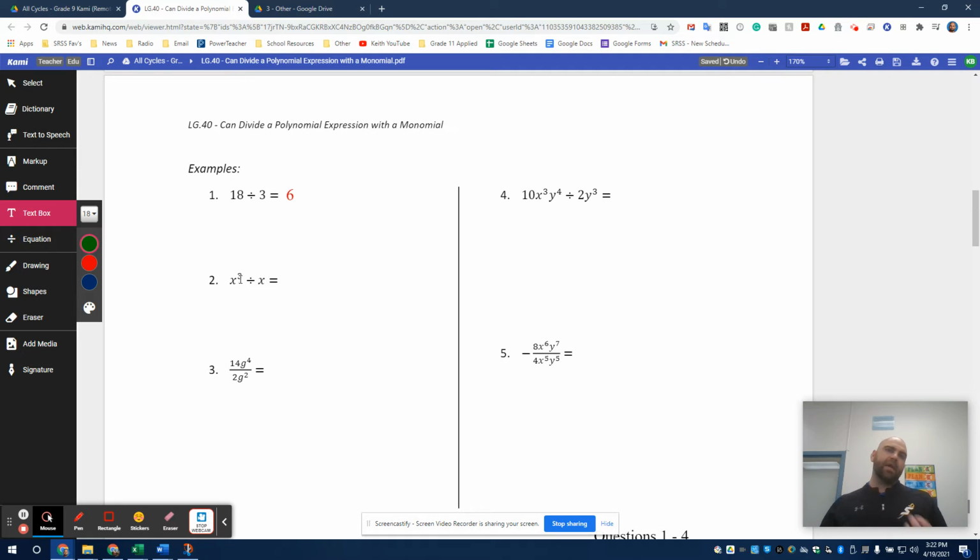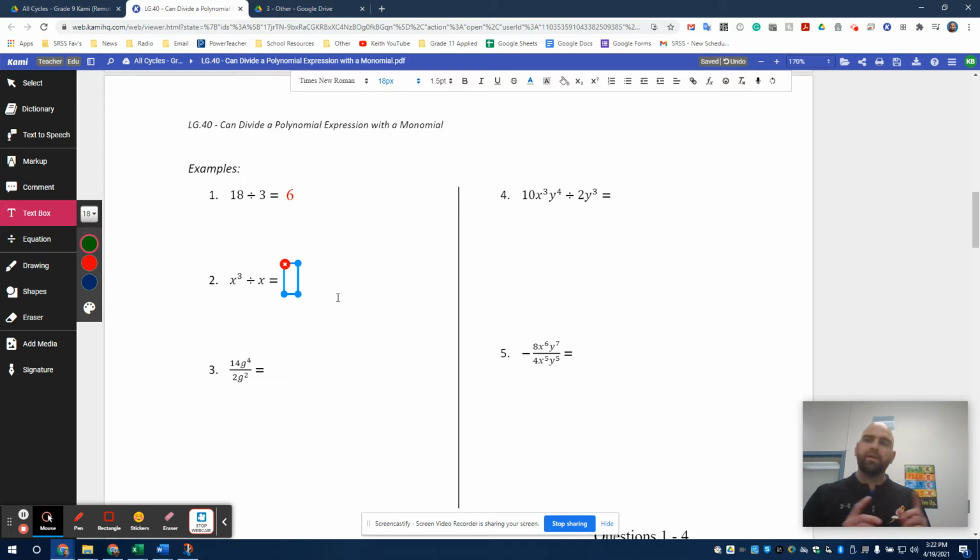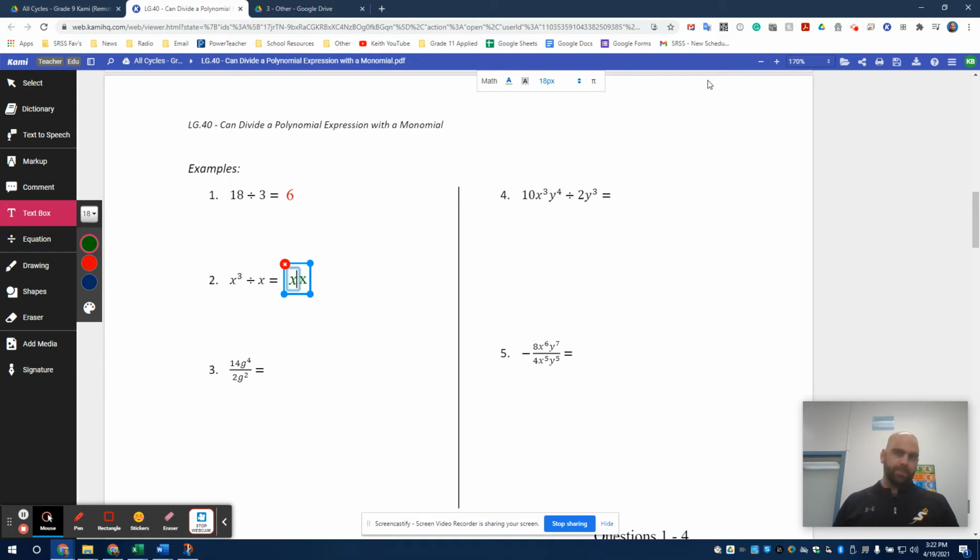The second one here, we have x cubed divided by x. The coefficients are both 1, so it's 1 divided by 1, which is 1, so no coefficient. The variables, we have x cubed divided by x. Same base, different exponents, so we take the exponents. 3 minus 1 is equal to 2. So our answer is going to be the same base again, to the power of 2, x squared. Okay, we subtract our exponents.